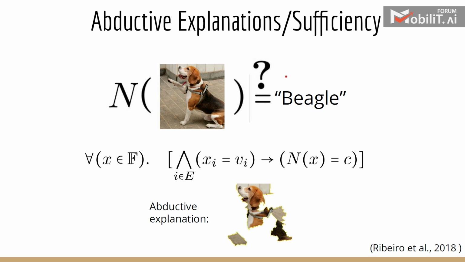Abductive explanation is usually the term within the formal verification community. Within the ML community it is usually referred to as sufficiency or a sufficient reason. We talked a little bit about this yesterday as well. What this means is a subset of features such that if we fix these features to their values and we let the complementary features take on any possible value, then the classification remains the same. This is what an abductive explanation means. I'll show an example now.